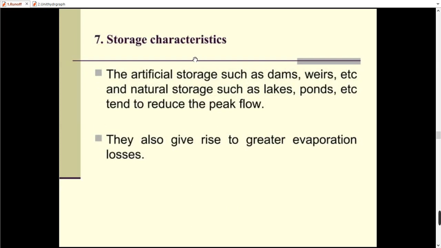Then storage characteristic. The artificial storage such as dams, weirs, and the natural storage such as lakes, ponds, etc., tend to reduce the peak flow. Peak flow means high flood, higher velocity of flood. You studied in fluid flow what the unit is: meter cube per second. The peak flow. We will see the unit hydrograph. This is the important part. We will see it in the next chapter. They also give rise to evaporation losses.